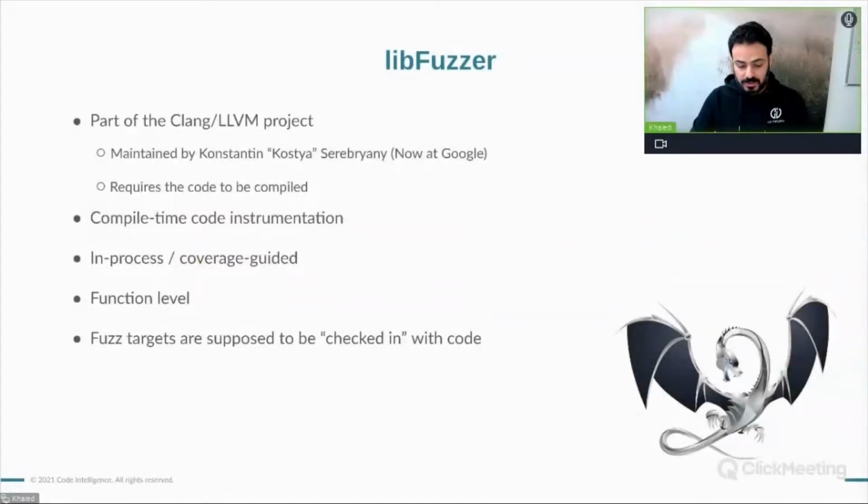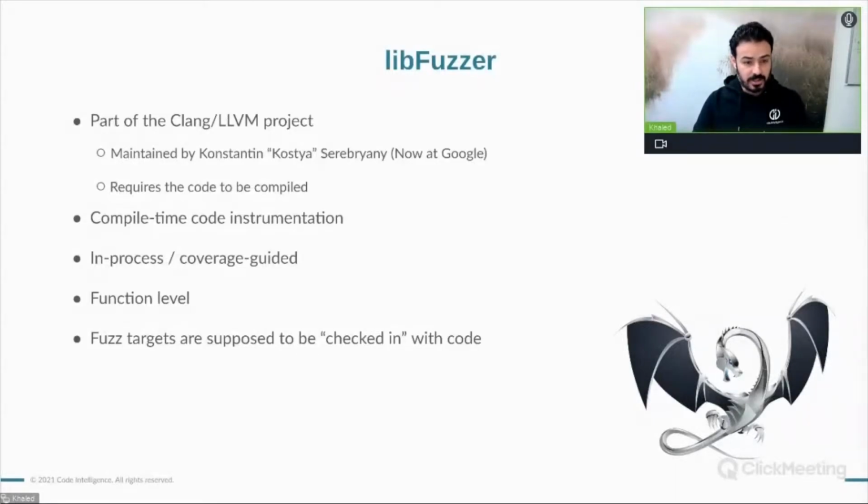Okay, so let's get a little bit to the practical part. We'll see a few examples shortly, and for these examples we'll be using libFuzzer. libFuzzer is a coverage guided fuzzer that is part of the Clang and LLVM project, and it's developed by Kostya, who is currently at Google.